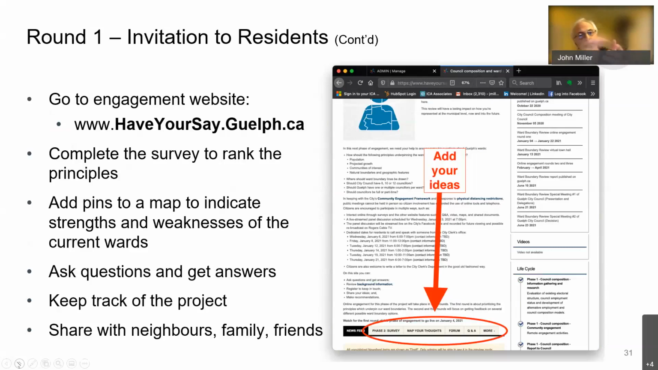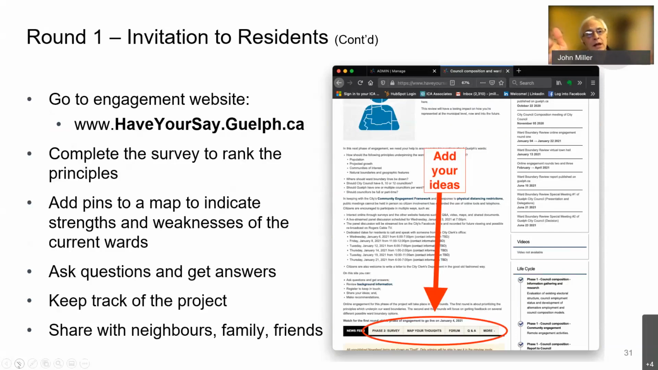That will touch on the questions that Bob mentioned already, the strengths and weaknesses of the current situation and ranking the principles. But there's also a map there. When you click on the map button, you will be offered the chance to stick a pin on the map. That pin could be something where you think, ooh, I really like the way this is divided, I want you to keep this boundary line. Or another pin that says, I really don't like where this boundary line is. It doesn't make sense for some reason. But you'll be able to add that reason in there.